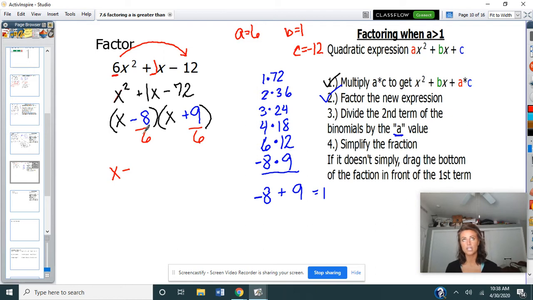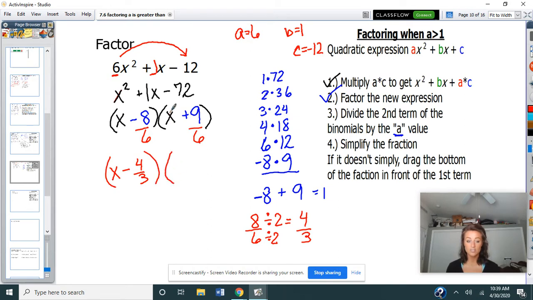So this becomes x minus, what do these have in common? If you don't know how to simplify, it's like factoring out a GCF. What is the GCF of 8 and 6? They have a 2 in common. So if you take the top and divide by the GCF, which is 2, you'll get 4. And then you divide the bottom by 2, because whatever you do to the top, you have to do to the bottom, and you'll get 3. So this fraction, you divide everything by 2, gives you 4 over 3.